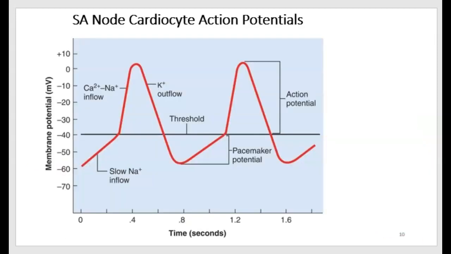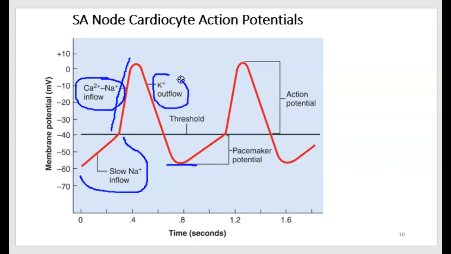In summary, I'd like you to know that the SA node has a slow sodium influx all the time. That's why the resting membrane potential is considered unstable, and that the depolarization for the action potential is due to two different ions, both calcium and sodium. But the repolarization event is the same as in neurons, and that's due to potassium leaving the cell.